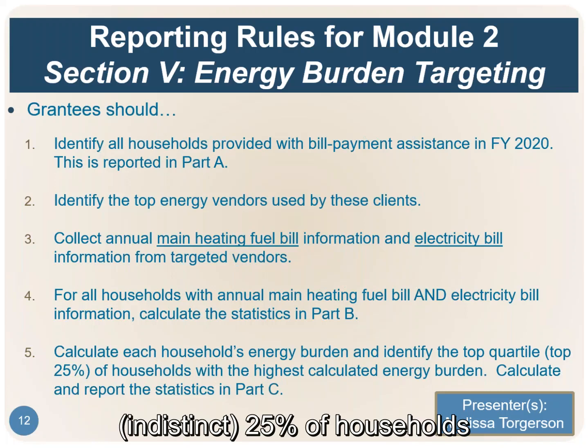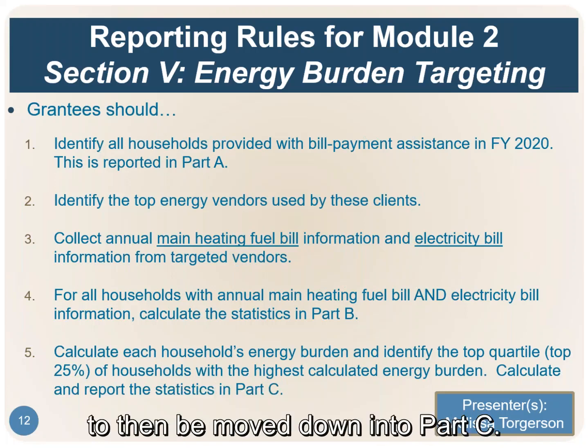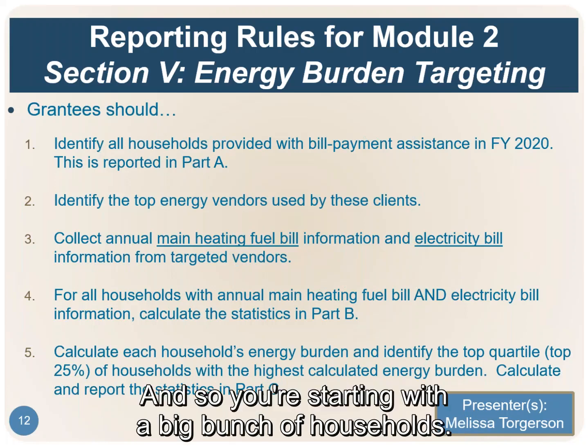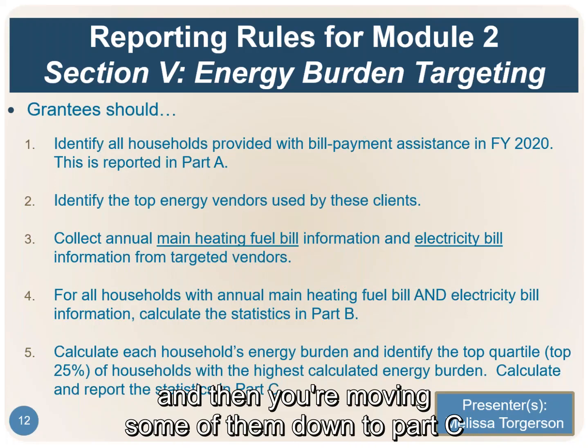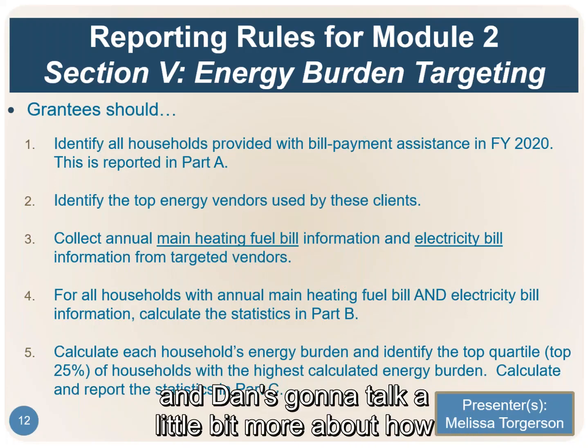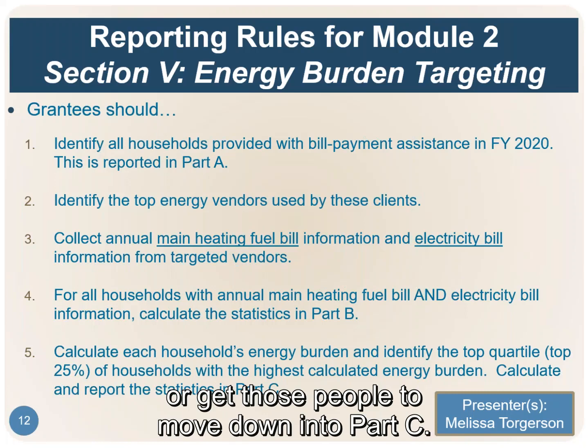Those 25% of households that have the highest energy burden are going to then be moved down into Part C. And so you're starting with a big bunch of households, you're moving some of them down to Part B, and then you're moving some of them down to Part C. And Dan's going to talk a little bit more about how to calculate energy burden and get those people to move down into Part C.